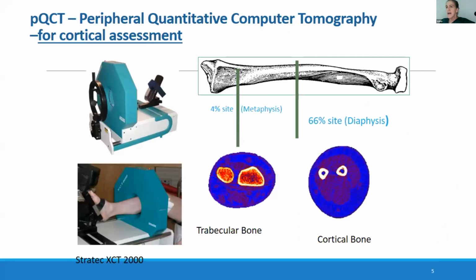If you're lucky, you might have a PQCT machine, which will look at cortical accrual, and you'll be able to see whether somebody who is immobilized, particularly, is accruing cortical bone, or whether the main reason for their fragility is that they have a very thin cortex.